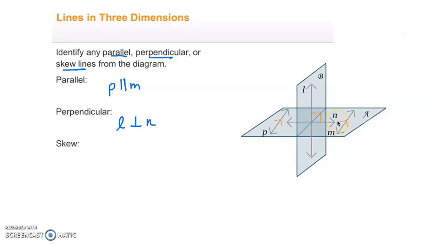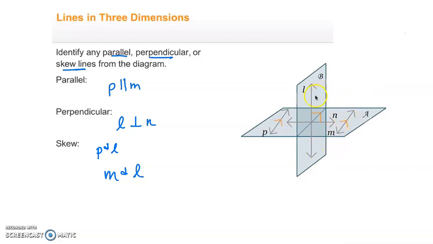Now what about skew lines? Are there any skew lines? Well, if we look at this plane A and this plane B, notice P and L are in different planes and they're never going to intersect. P is going to keep going this way and L is going to go vertically like this and they will never intersect. So those would be skew lines. So P and L are skew, and also M and L are skew because they also are never going to intersect. They're in different planes.